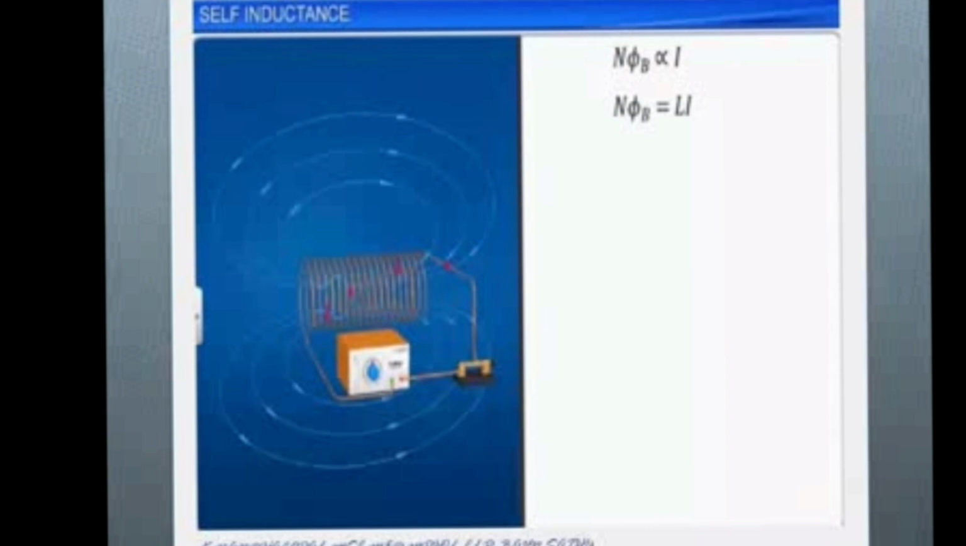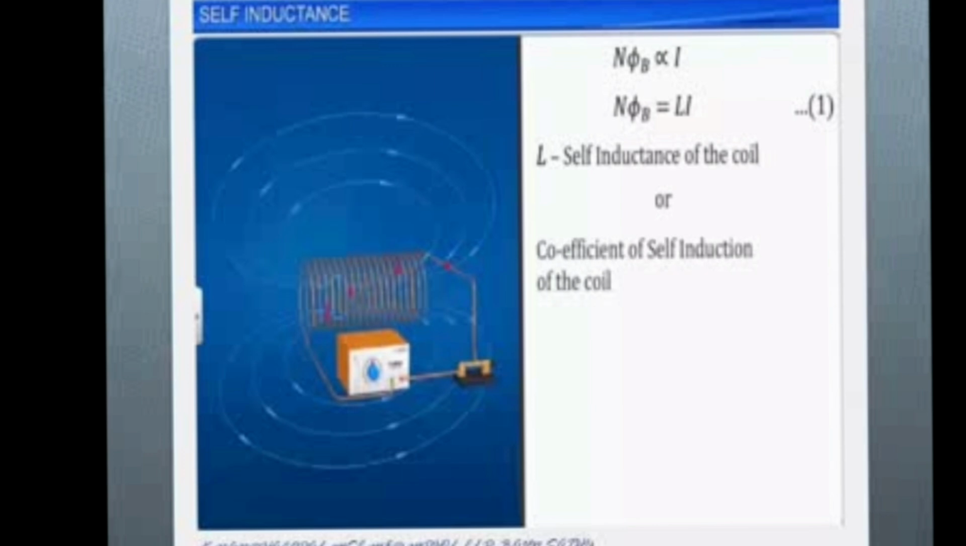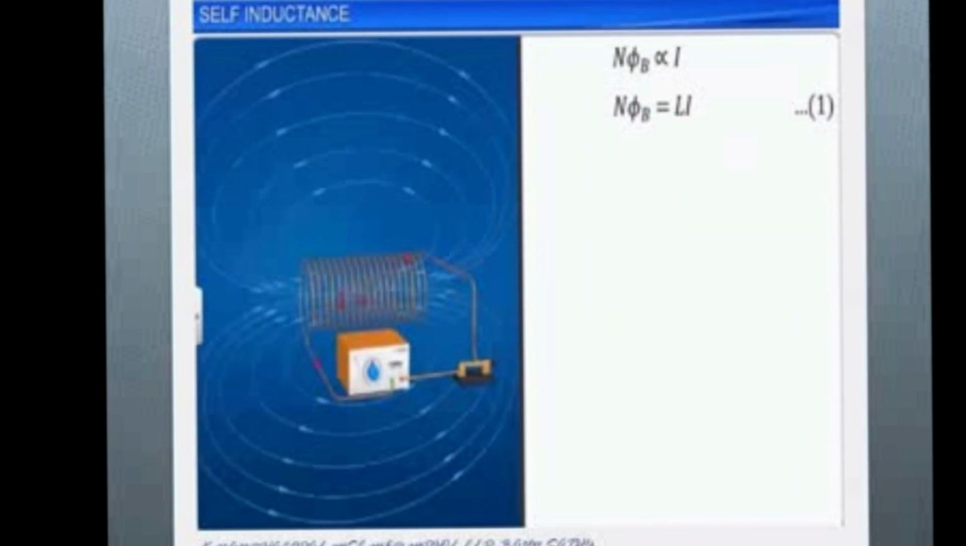Equating that, you have to multiply by the constant L. So N phi B equals L into I, where L is the self-inductance. That is called the constant of self-inductance of the coil. You multiply it in the equation, or you can write that L is called the coefficient of self-inductance of the coil.